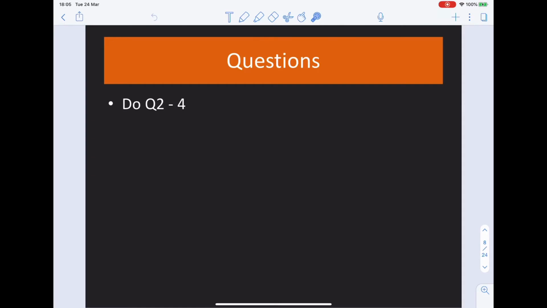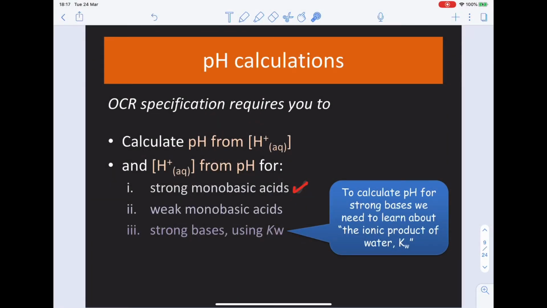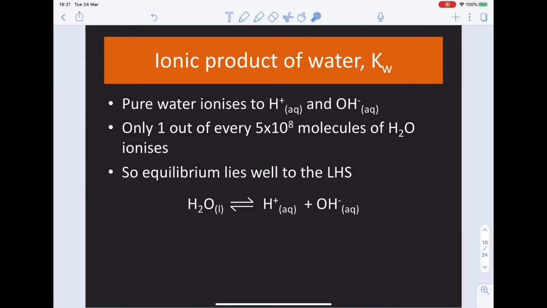You should now be able to do questions 2 to 4. What we're going to do next is look at how we can work out the pH of strong alkalis using something called Kw, or the ionic product of water. So I'm going to explain what we mean by the ionic product of water, or Kw.